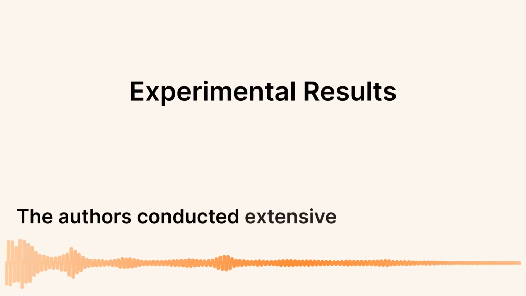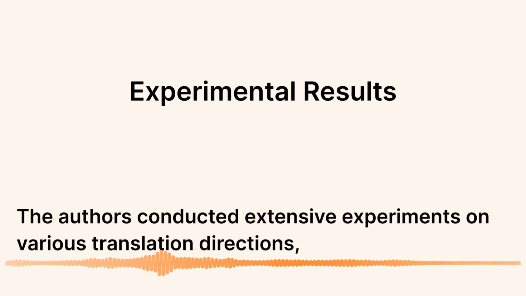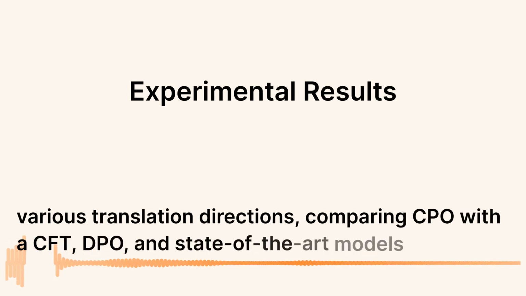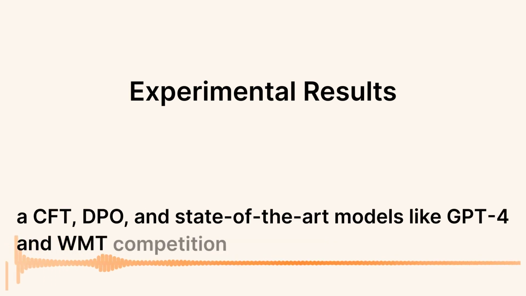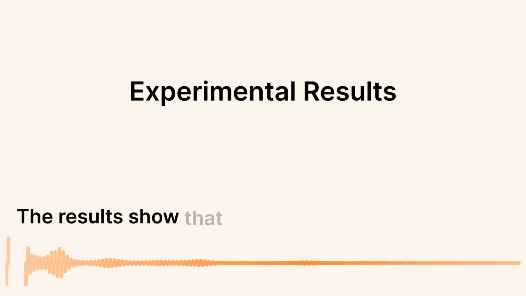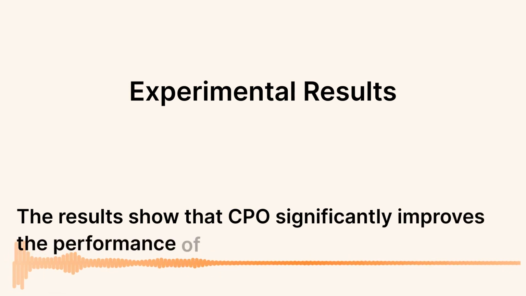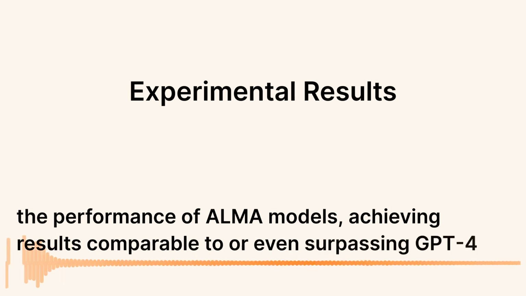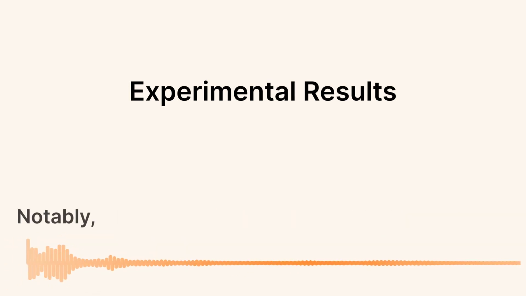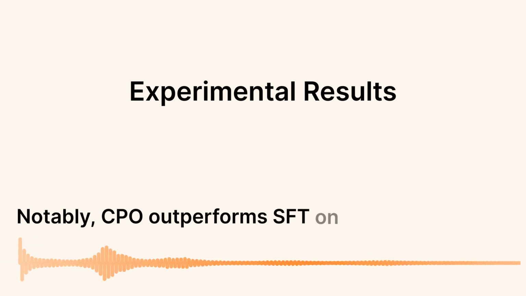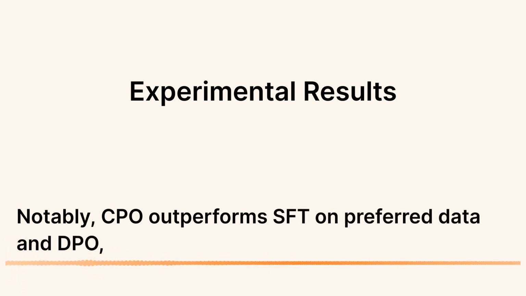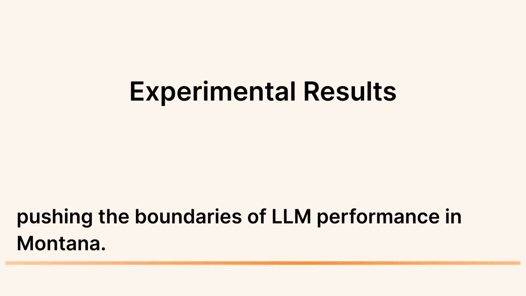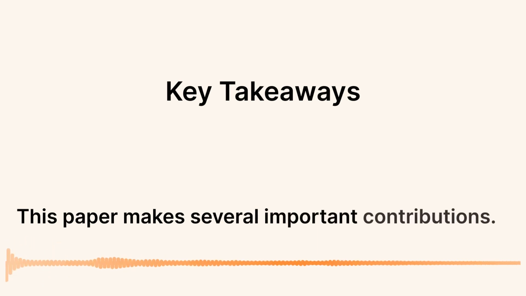The authors conducted extensive experiments on various translation directions, comparing CPO with SFT, DPO, and state-of-the-art models like GPT-4 and WMT competition winners. The results show that CPO significantly improves the performance of ALMA models, achieving results comparable to or even surpassing GPT-4 and WMT winners. Notably, CPO outperforms SFT on preferred data and DPO, demonstrating its effectiveness in pushing the boundaries of LLM performance in MT.